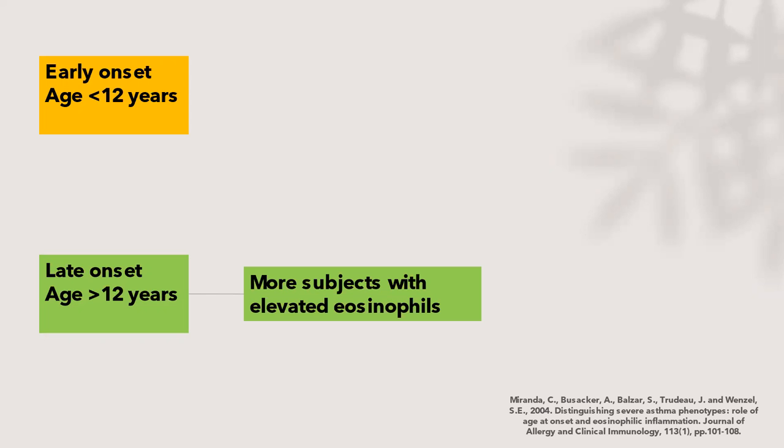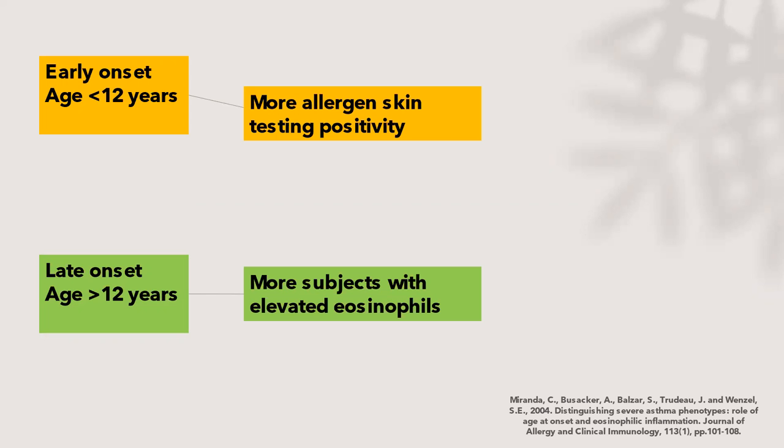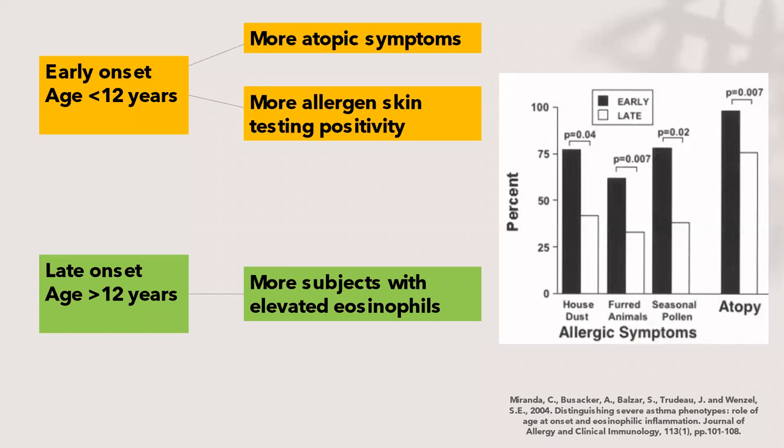The patients with early onset asthma had more allergen skin testing positivity and more atopic symptoms. You can see this graph basically highlights what I just said, where they were asked on a questionnaire in response to these different triggers, did they have more allergic symptoms? The early group throughout all of those different things had way more atopic symptoms, more allergen skin positivity in 98% of those patients versus about 60 to 70% of the patients who were in the late onset.